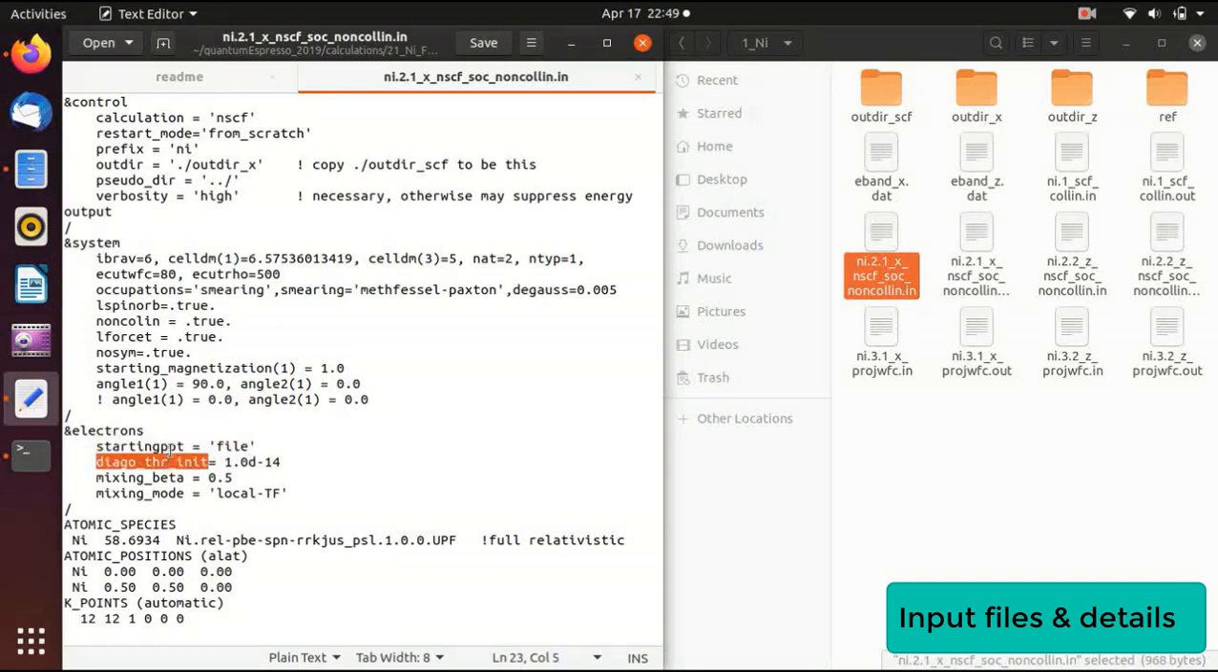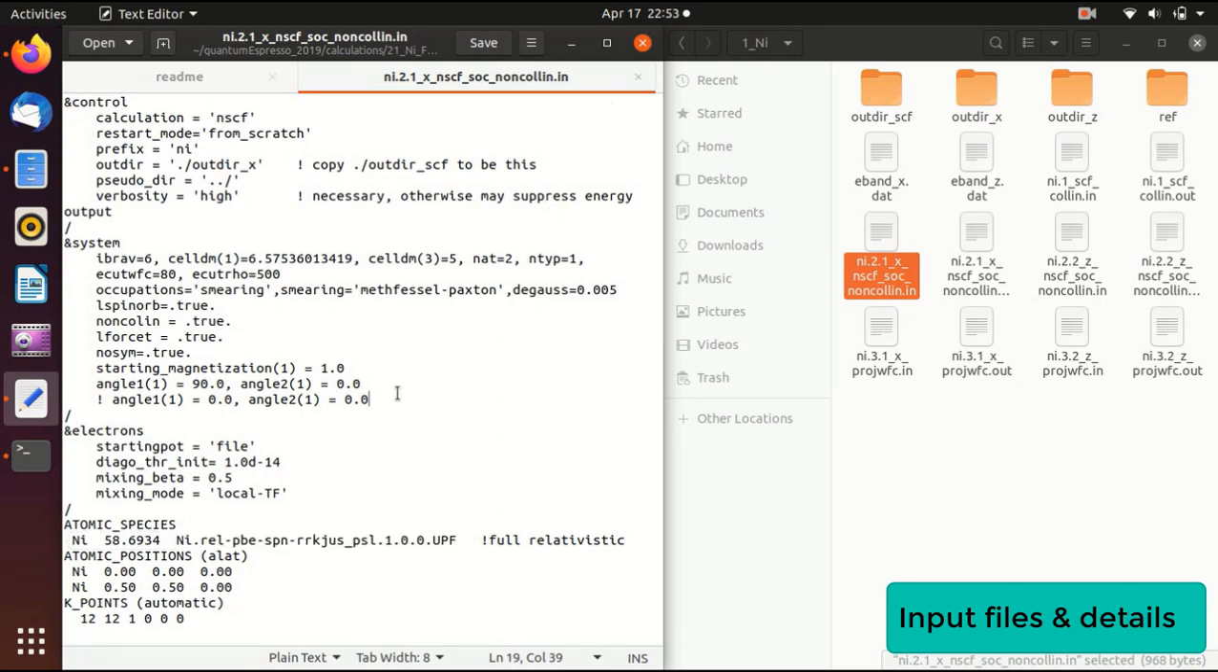This is the diagonalization threshold, and we also set it to be quite strict because we want to resolve the tiny energy difference. And then we need to change the pseudopotential file to a fully relativistic one. This is important, otherwise this doesn't work. For all of the others, it's the same.